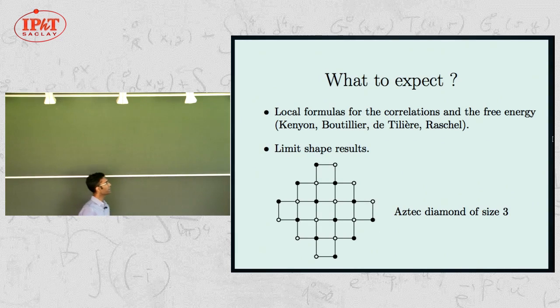And the second type of results we would like to prove are results that Philippe Di Francesco is very familiar with, limit shape results. So let me explain this on just an example, the example of the Aztec diamond. So the Aztec diamond, this is the Aztec diamond of size 3, is a way to draw somehow a diamond on the square grid. You are carving a diamond on the square grid, and because here you have 3 corners, this is the Aztec diamond of size 3.